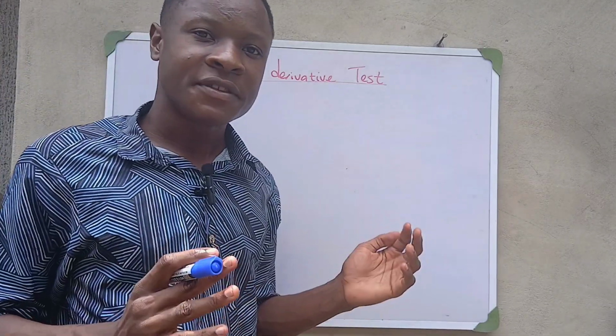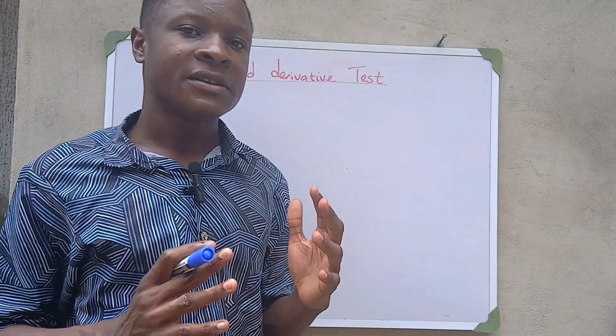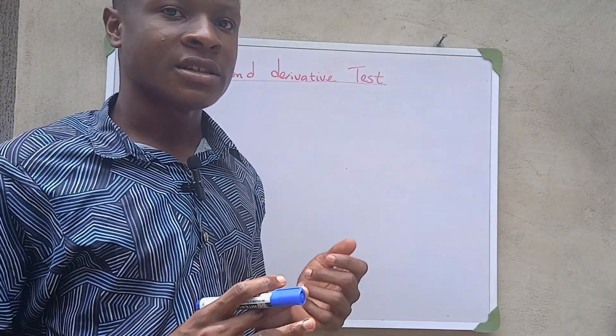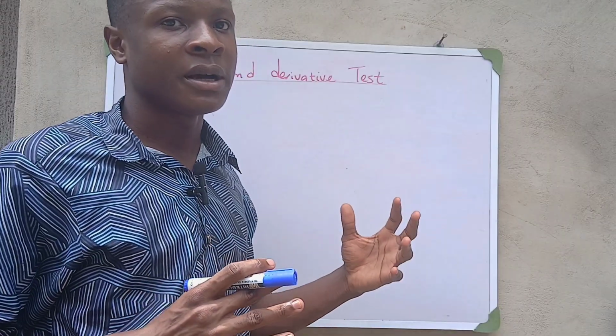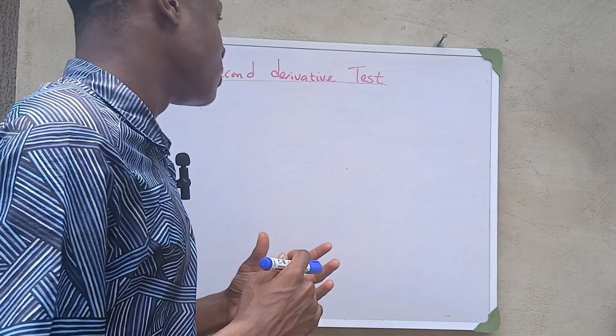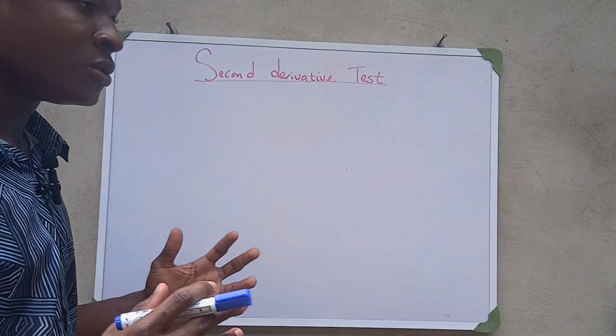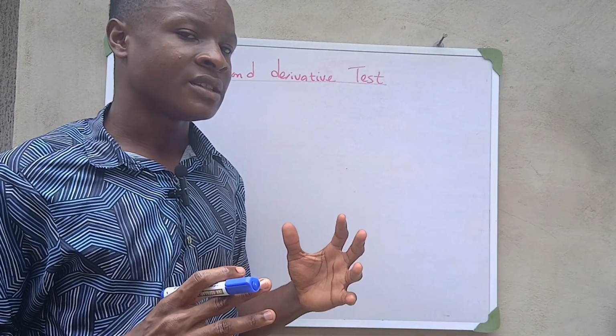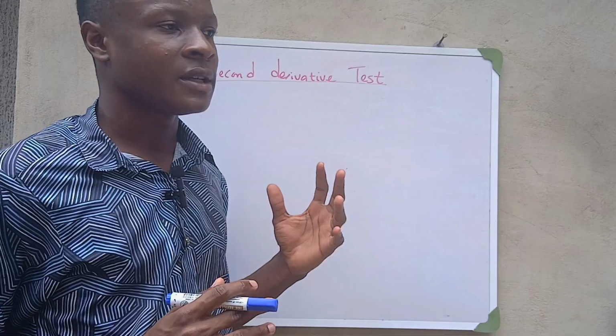Hello guys, in today's video we're talking about the second derivative test. The second derivative test is another method we use to find minima, maxima and points of inflection of a function. So now let's start with what we need to know about the second derivative test. That's the rules of the second derivative test.